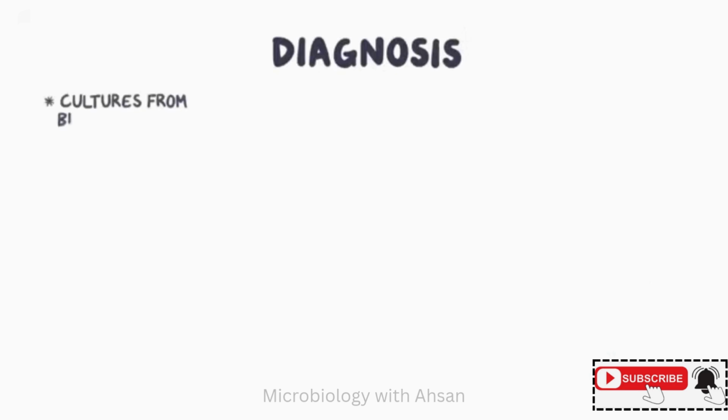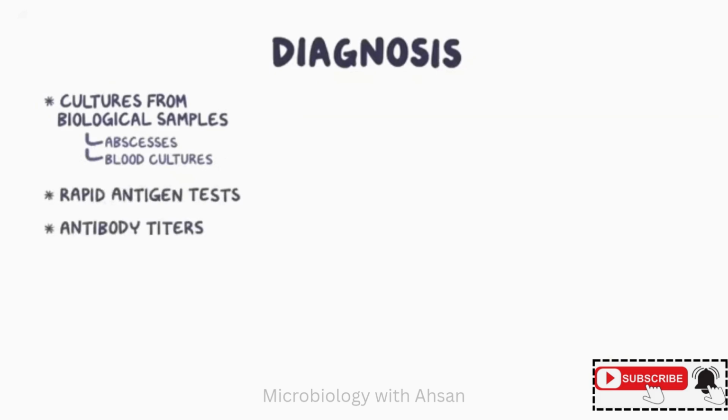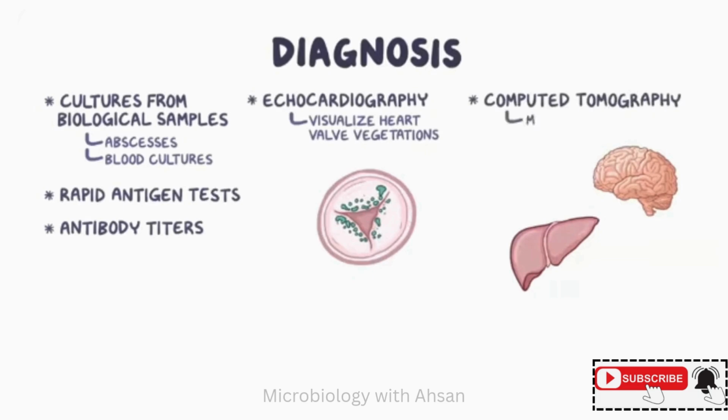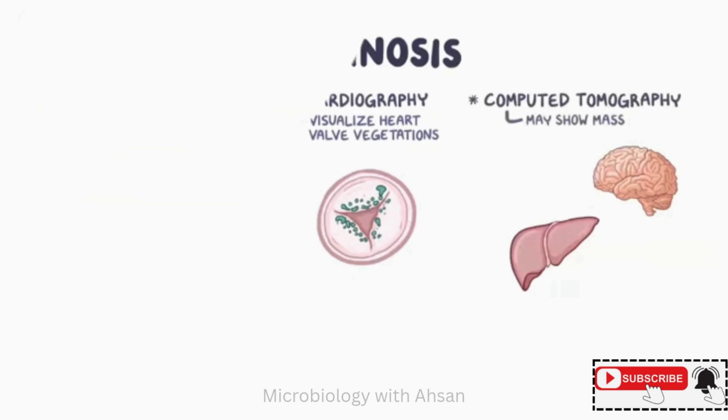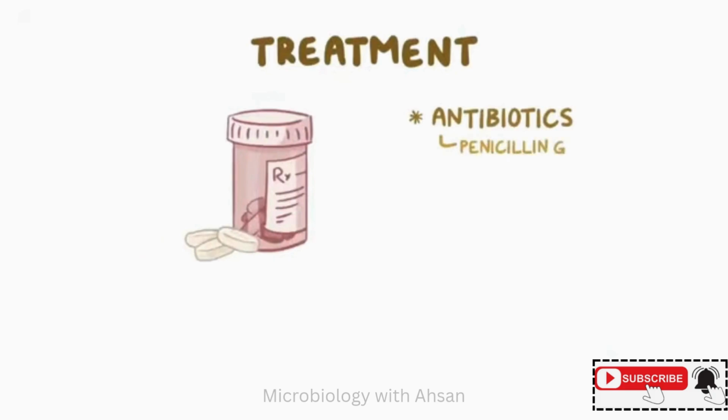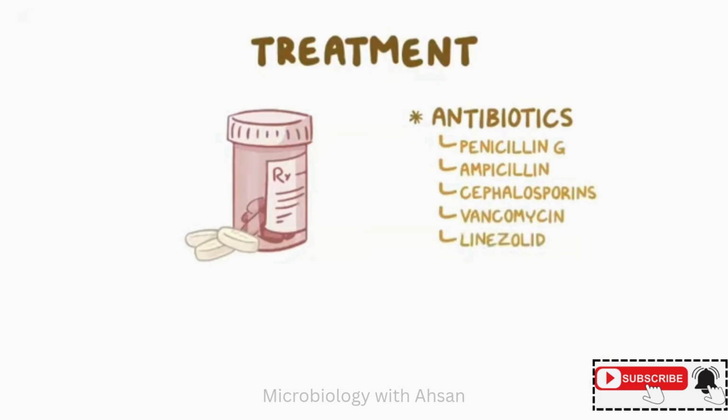Diagnosis relies on cultures from biological samples, like abscesses, and blood cultures to identify Viridans Streptococci in the bloodstream. Alternatively, rapid antigen tests or antibody titers can be done. Additionally, an echocardiography can visualize heart valve vegetations. With a brain or liver abscess, imaging like computed tomography of the head and abdomen may show a mass. Treatment consists of the use of antibiotics like penicillin G. Other antibiotics with good activity include ampicillin, cephalosporins, vancomycin, and linezolid.